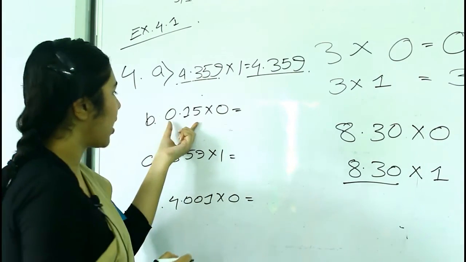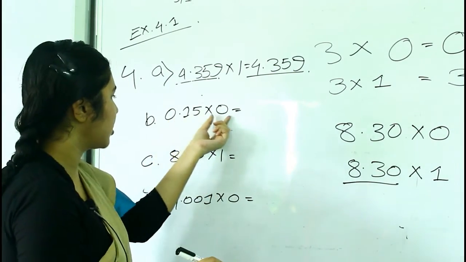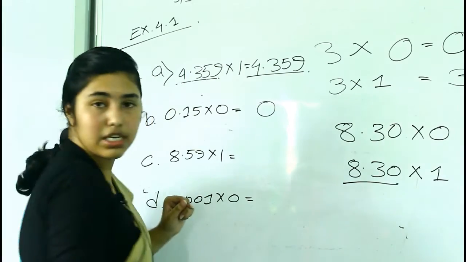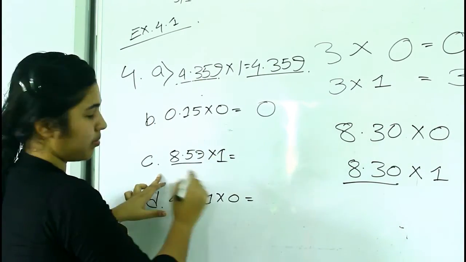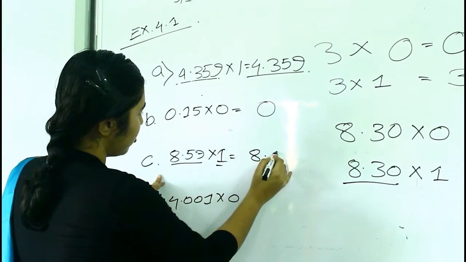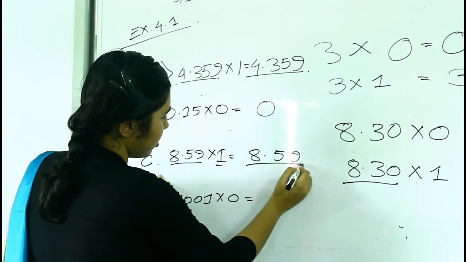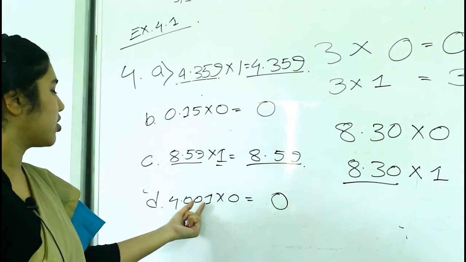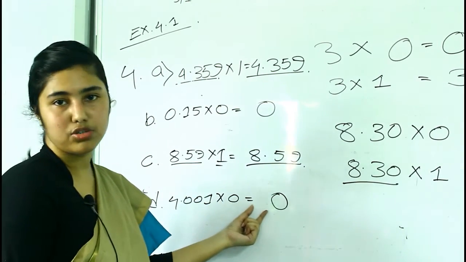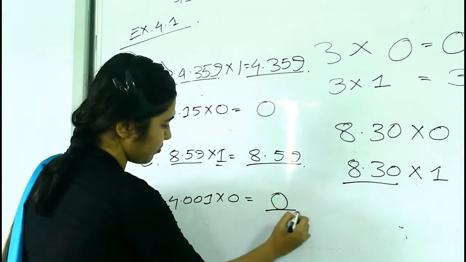Next, if we multiply any decimal number with 0, we will get 0 here. Again, multiply a decimal number with 1, which means we will get the number itself. And next, 4.001 into 0 is equal to what? 0.